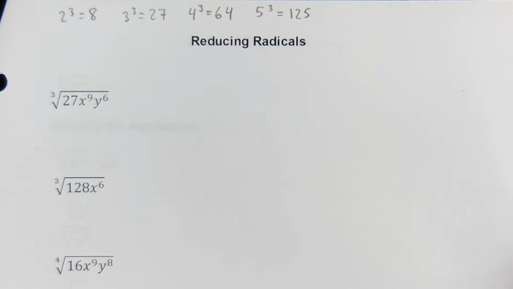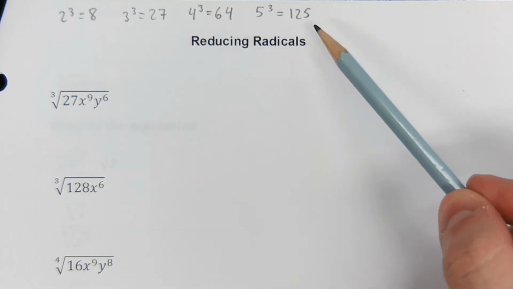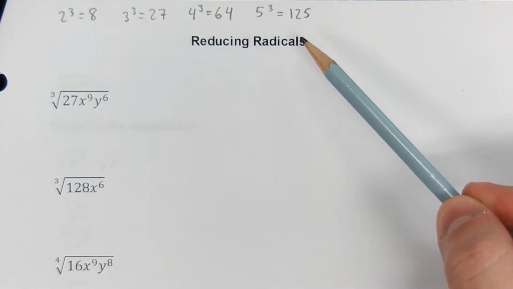7 to the third is 343. 8 to the third is a big number. 8 to the third is 512, or is it 256? Oh no, 8 to the third is even bigger than that. 8 to the third is 4096, and I don't know anything after that. So I think it's 4096. They're big, they're big. So this is as high as you need to go on the third powers.